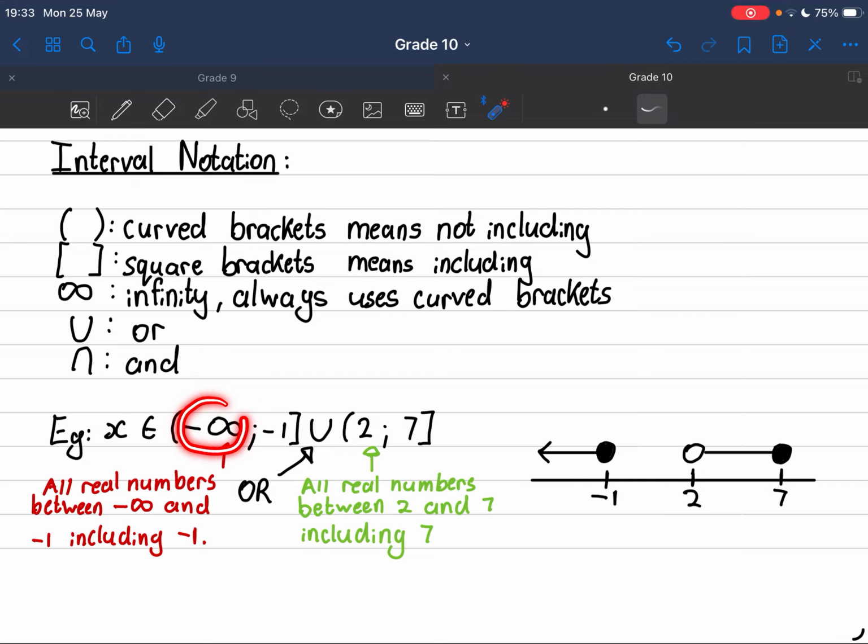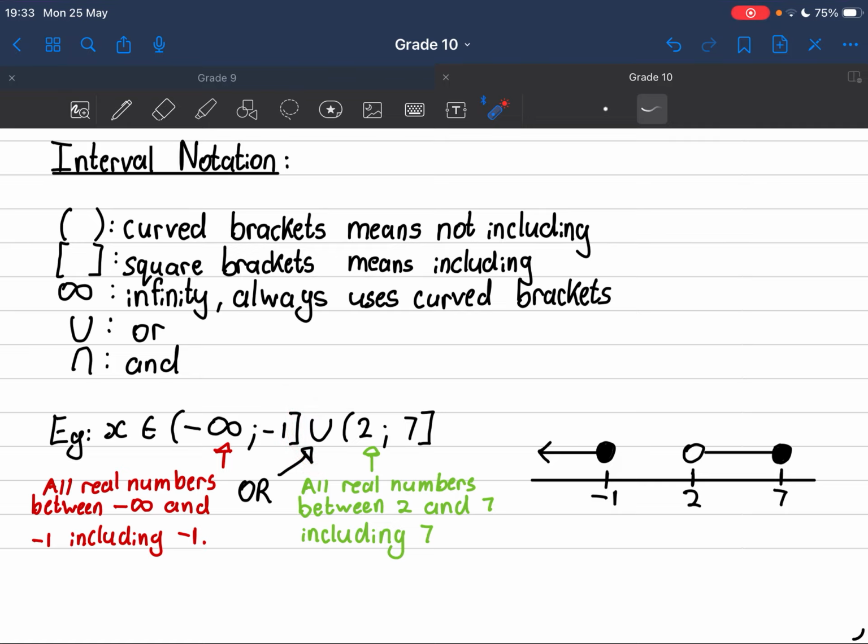So from the first number, negative infinity, not inclusive. So from negative infinity to -1, but this is a square bracket, so including -1. So all real numbers between negative infinity and -1, including -1. Okay, so that's what this portion says. Or, so this says or, that means these numbers or these numbers.